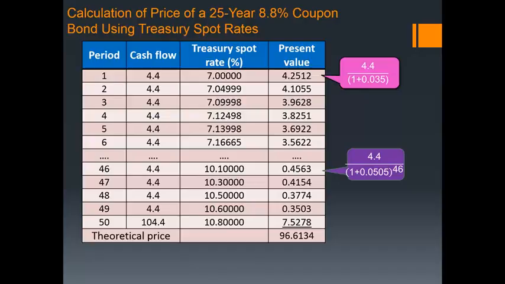If we take the cash flow of 4.4, in the first case we discount it one period at 3.5%. That gives us 4.2512. As another example, look at period 46. That's 46 six-month periods out in the future. We take the 4.4 and divide it by 1 plus 0.0505 to the 46th power. We get the 5.05% from taking the 10.1% and dividing it by 2.